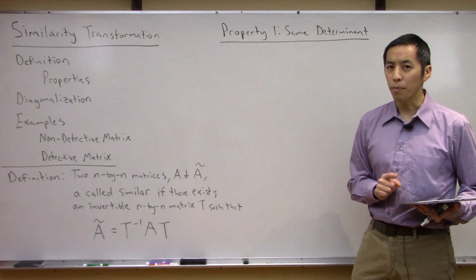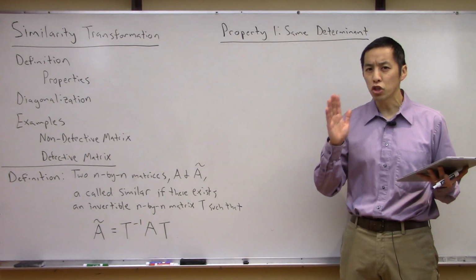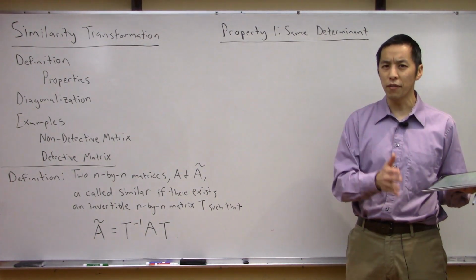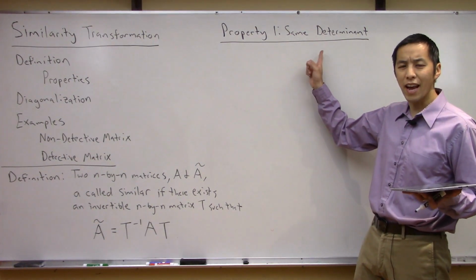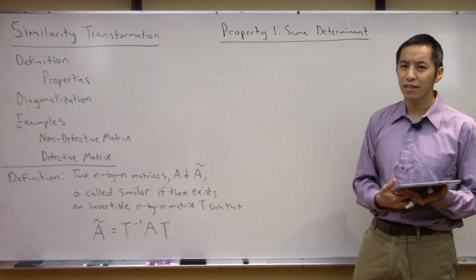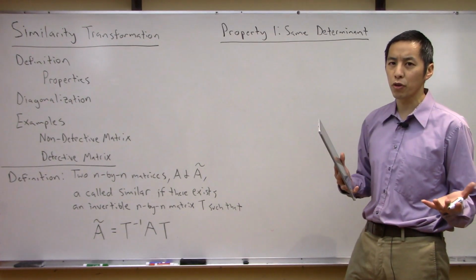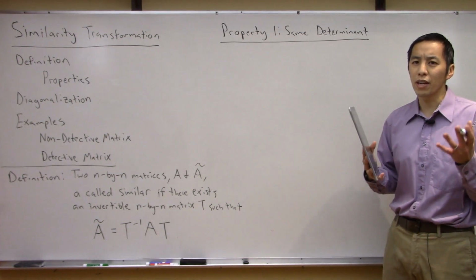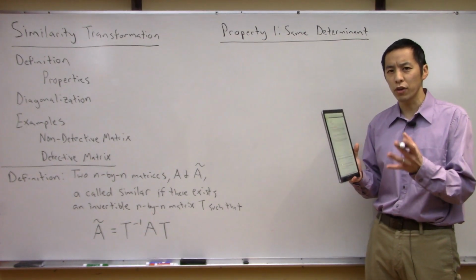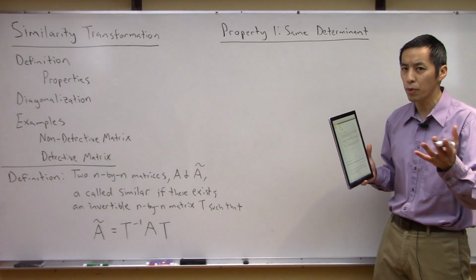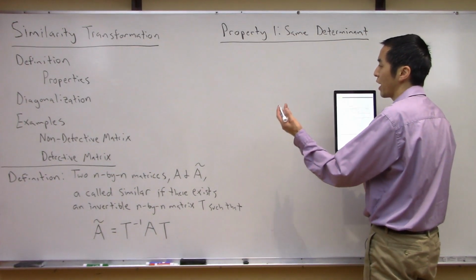The first property that I'd like to investigate is the determinant of A and the determinant of A tilde. We're going to see that both of them have the exact same determinant. To do that, let's make use of a couple of matrix properties. Again, in this video I'd like to focus just on the similarity transformation, not on these individual matrix properties, so I'm just going to pull this out of thin air.